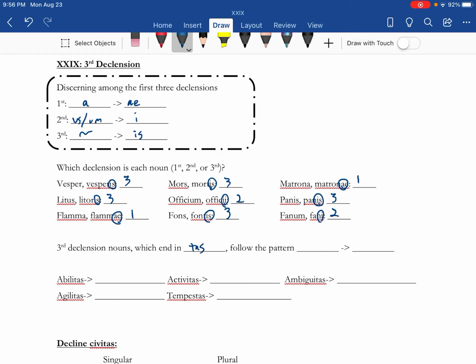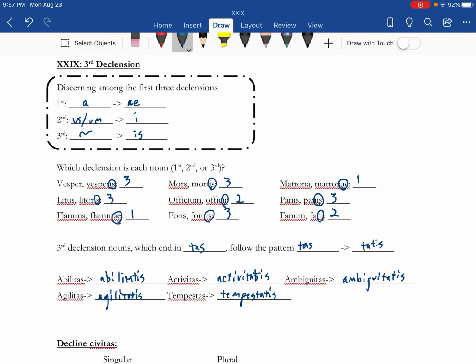Third declension nouns that end in tas follow the pattern tas to tatis. And so abilitas goes to abilitatis. Activitas to activitatis. Ambiguitas, ambiguitatis. Agilitas, agilitatis. Tempestas is going to be tempestatis.